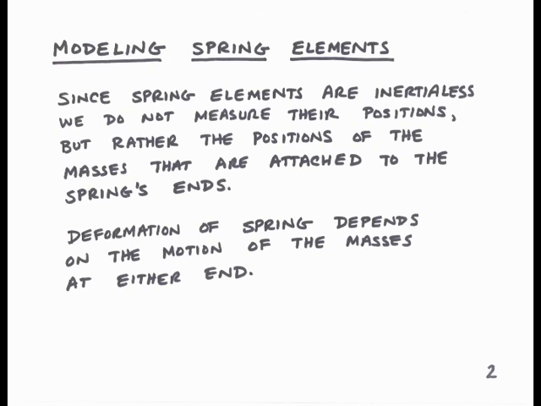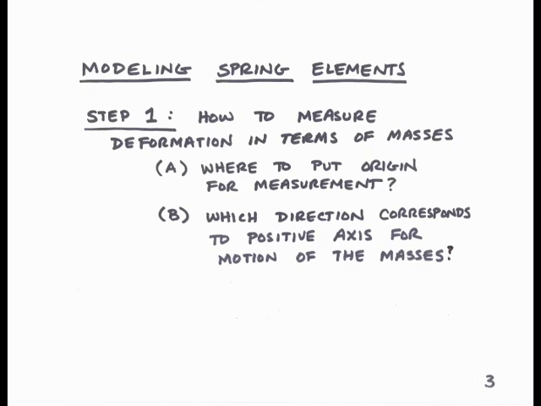Since spring elements have no inertia, we don't measure their position. We measure the position of the masses that are attached to the ends of the spring elements. So deformation of a spring element depends upon the motion of the masses that are at either end of the spring element. So we measure the deformation of spring elements in terms of the motion of the masses attached to the ends of the spring elements.